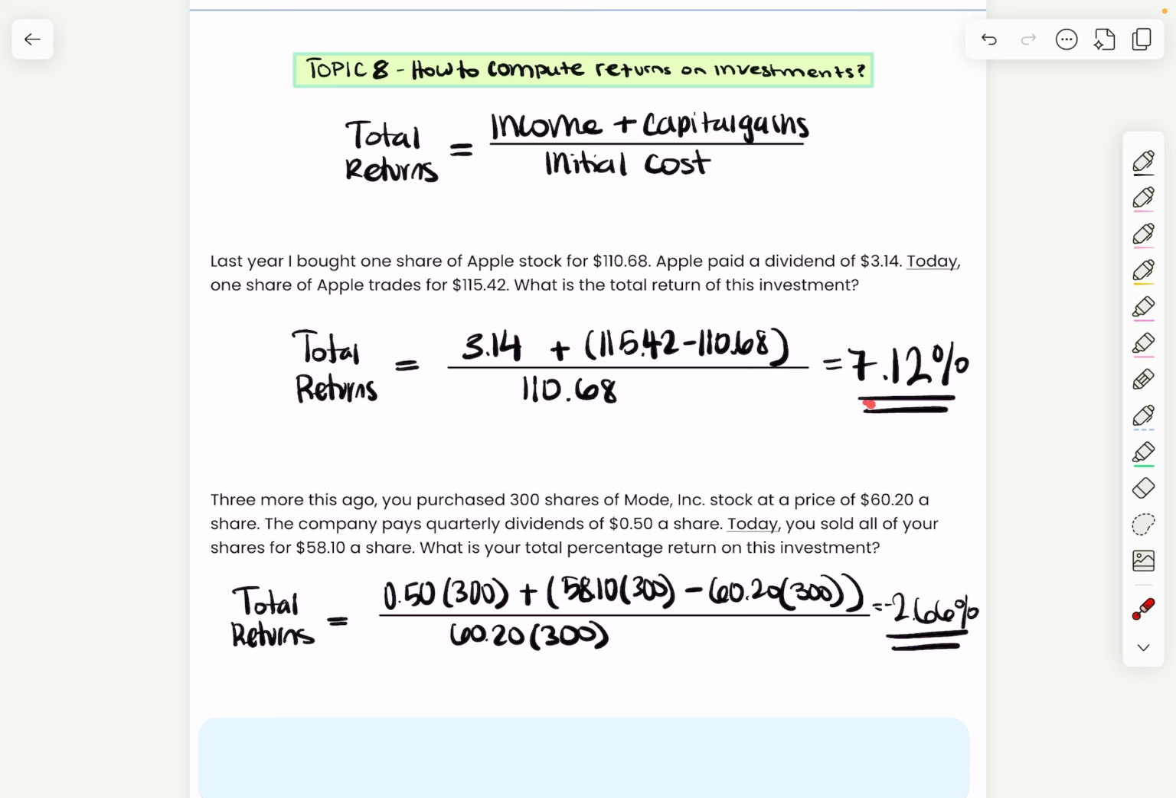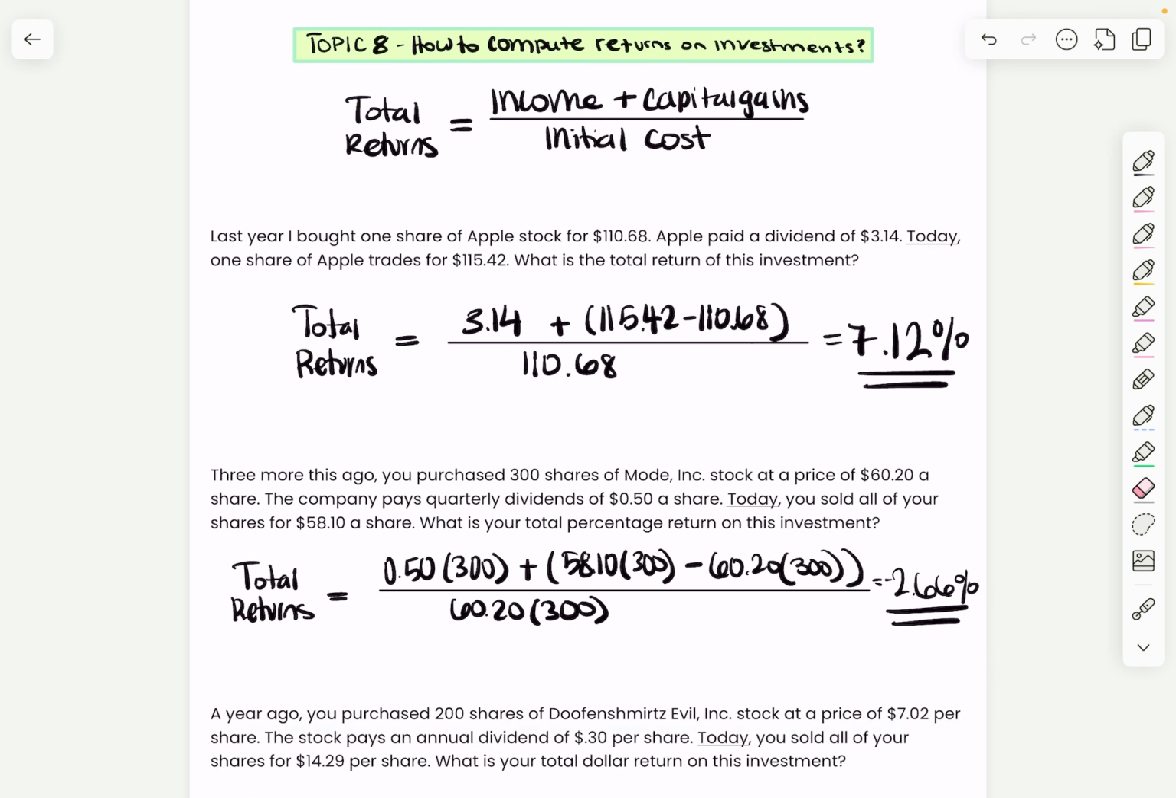It was negative. Here the return was positive, that's good. Here the return is negative, that's bad. Because this means that out of everything that we spent, the amount that we gained overall was actually 2.66% of everything we spent, but negative, so we actually lost. And that's your answer. Let's try one more.